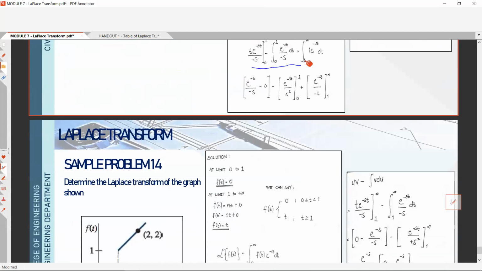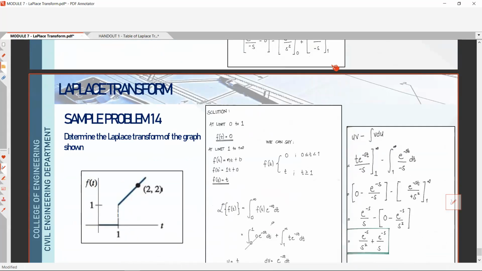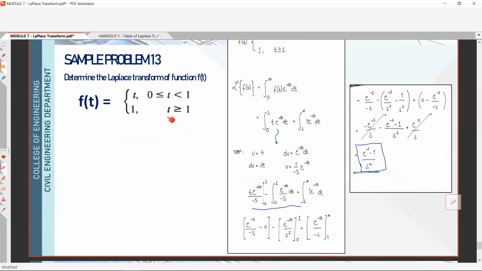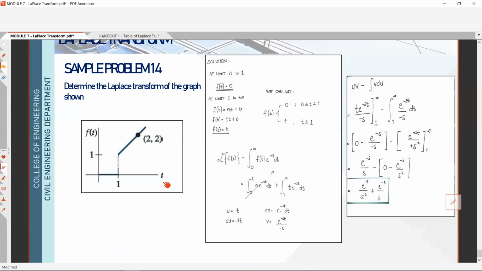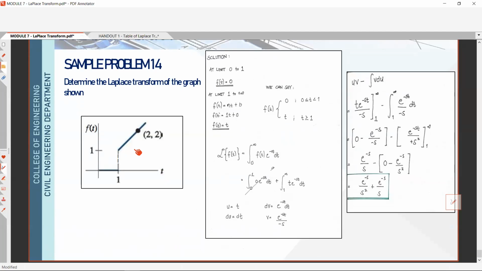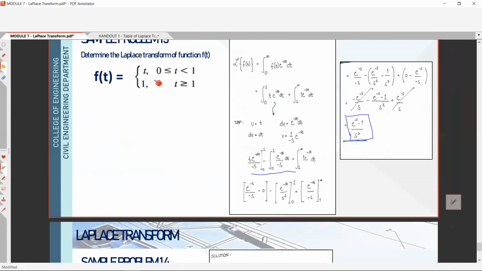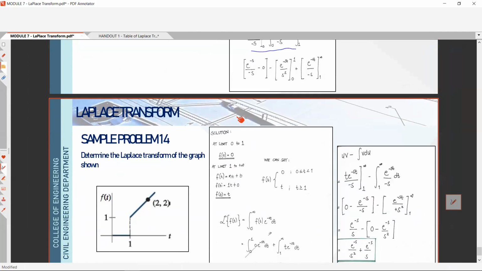So another one, I think this is the last sample problem. Sample problem 14: determine the Laplace transform of the graph shown. If you check the graph, it is not written like this; it is given as a graph. So you still need to find the function before you start, the written form, before you begin the solution.